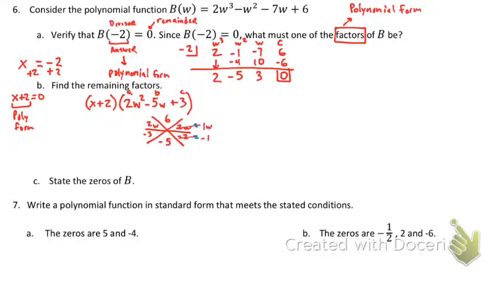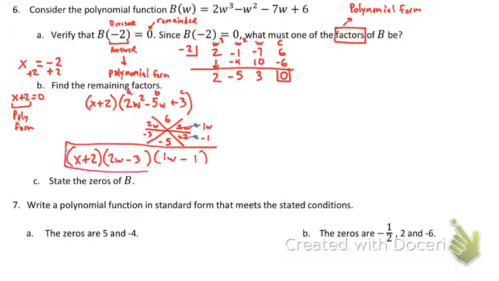So now we have originally x plus 2. That stays. Then we're going to put this into our factored form. 2w minus 3 goes here. 1w minus 1 goes here. This is all my remaining factors. Okay?